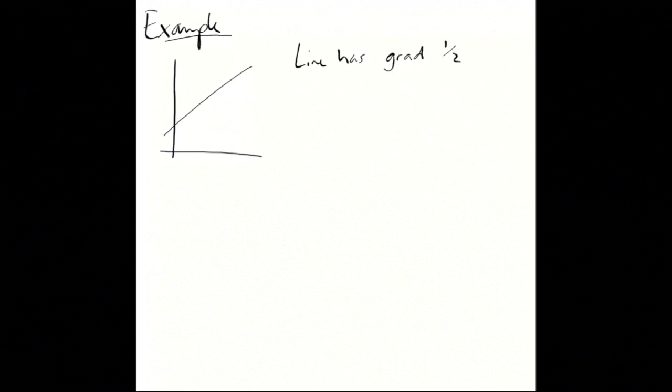We'll start off with a line, and this line has a gradient of 1/2. We're asked to find the gradient of the parallel line. So find the gradient of a line which is parallel to this line, which has a gradient of 1/2. Now what we said before is if two lines are parallel, it means they have the same gradient. So here the gradient is just 1/2.